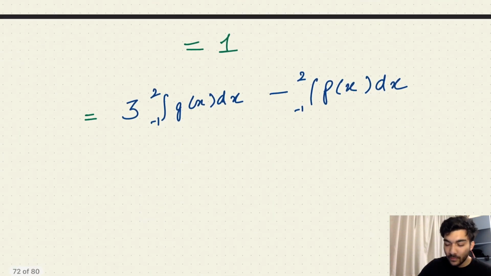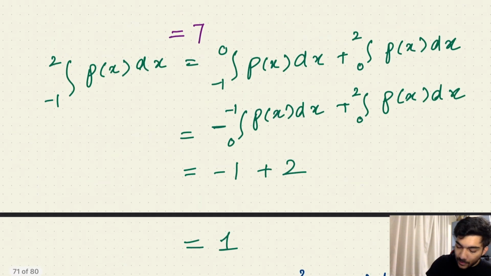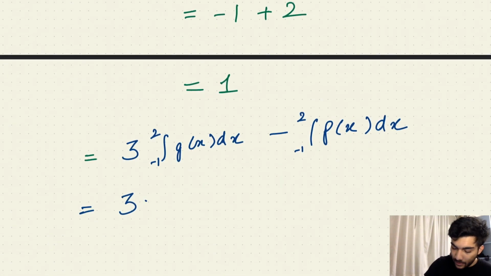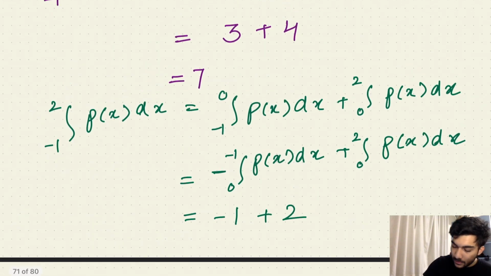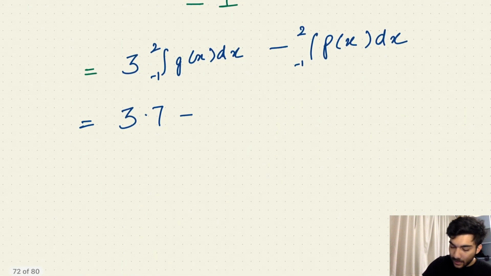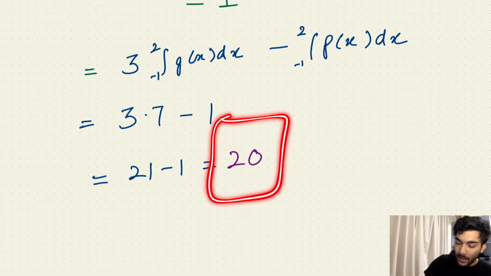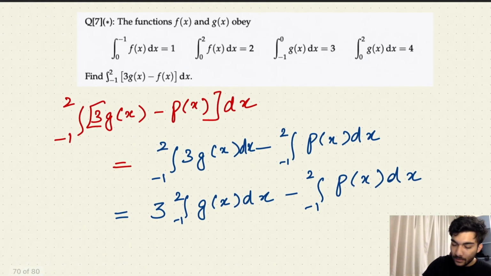Now based on all the given information, if we evaluate this expression, we will get 3 times the integral from minus 1 to 2 of g(x) dx, which is 7. So 3 times 7 minus this expression, which is 1 in this case. So 3 times 7 minus 1, which is 21 minus 1, and that is 20. So 20 is our final answer, and that is also the answer for this definite integral. You can clearly notice that in order to calculate this final answer, we only used the properties of definite integrals. So that's it for this video.